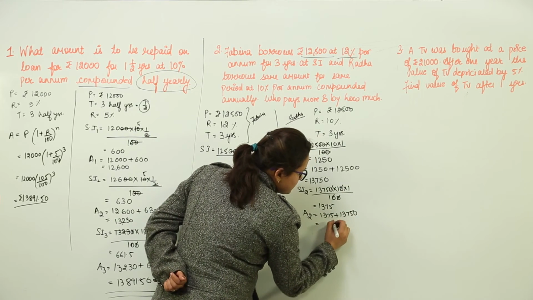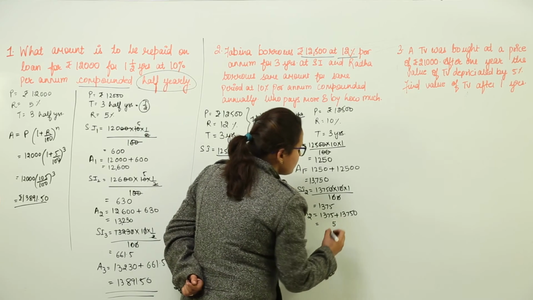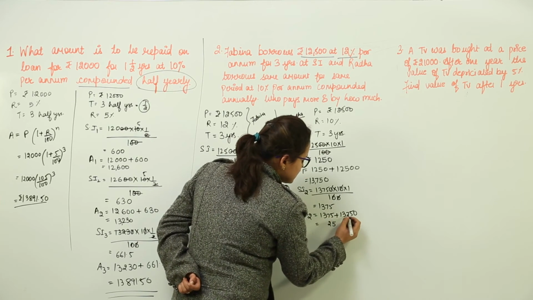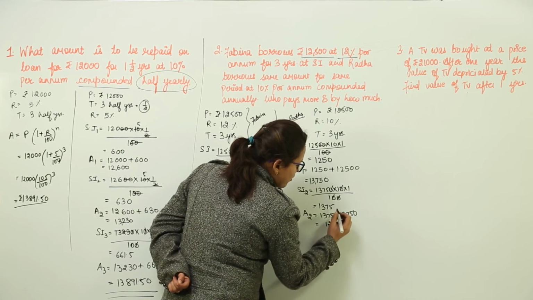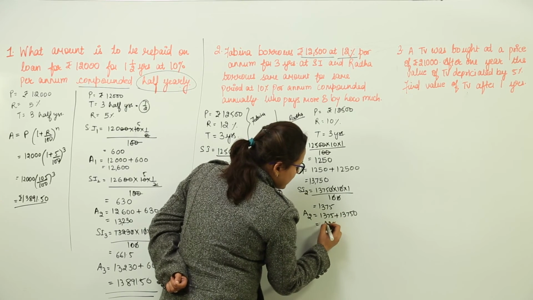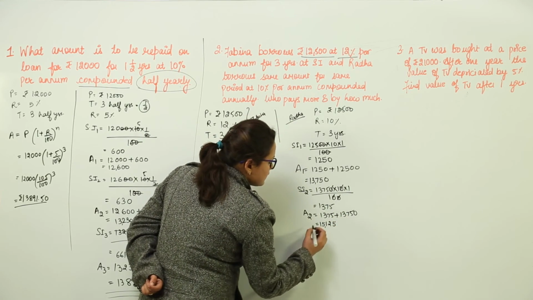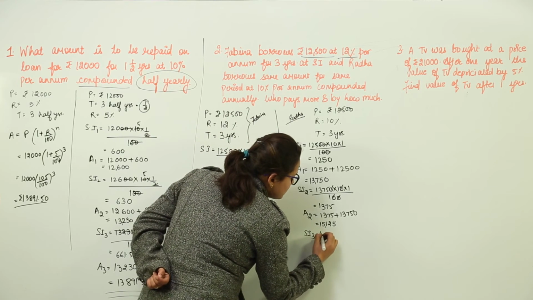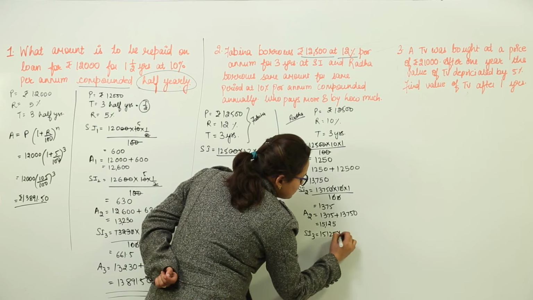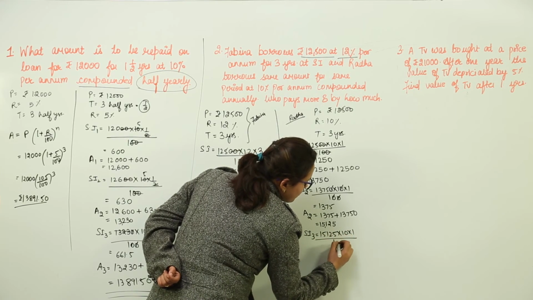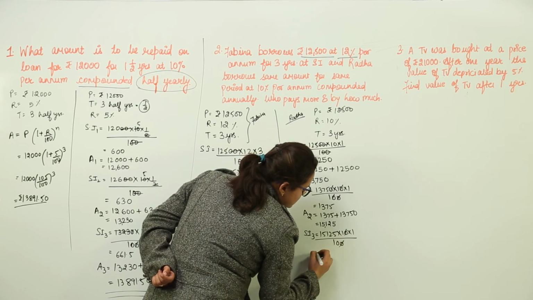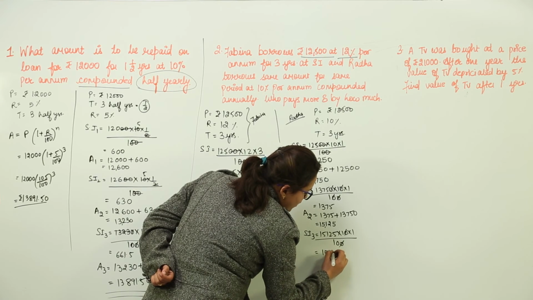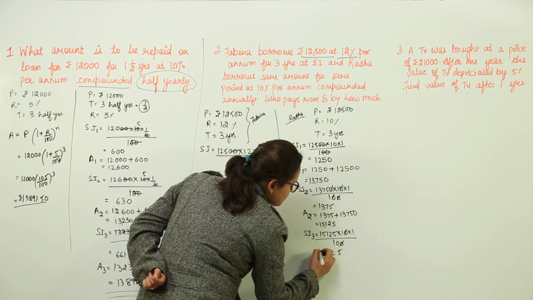13750. That would be 5 plus 0, 5, 7 plus 5, 12, 1 carry, 7 plus 3, 10 and 1, 11, 1, 3, 4 and 1, 5 and 1. That becomes the amount for the second year. Again simple interest for the third year, 15125 into 10 into 1 whole upon 100. Zeros get cancelled. We get 1512.5 as the simple interest.